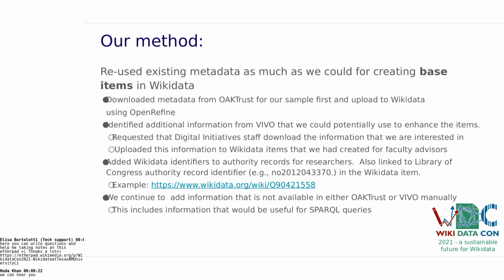Once we did that, we identified additional information that we might want to add from VIVO. And so we also requested a download of that and uploaded information, mostly regarding educational background, into Wikidata for faculty advisors. Throughout this process, we continued to create authority records for the researchers, and we linked the authority records up to the Wikidata items by including the Wikidata ID in our authority records as well.